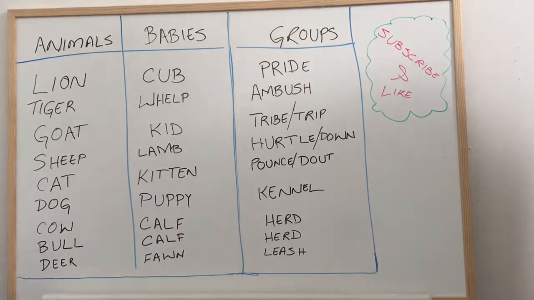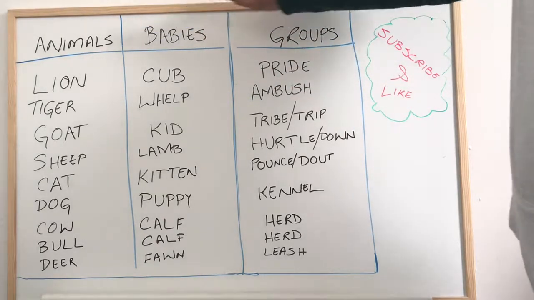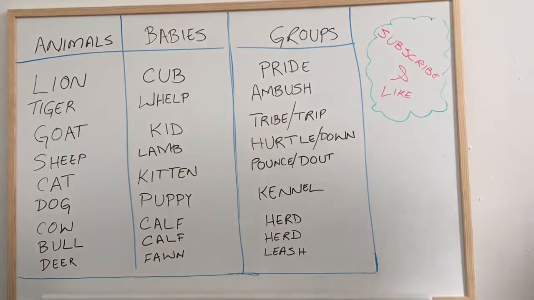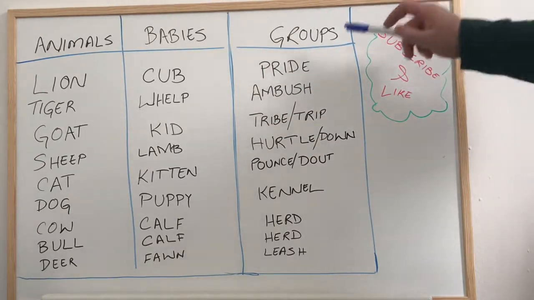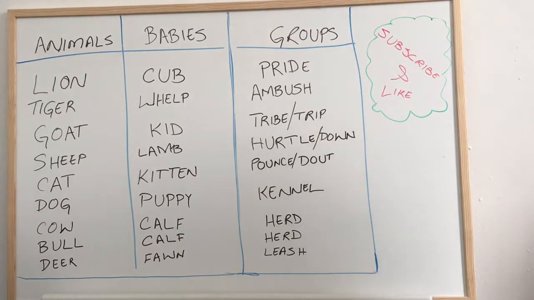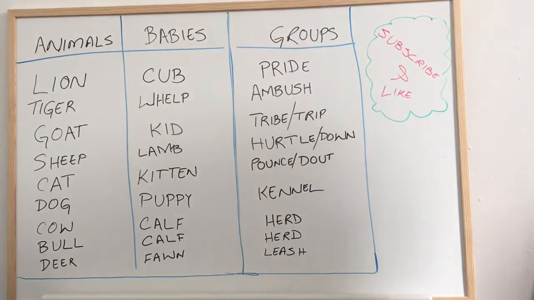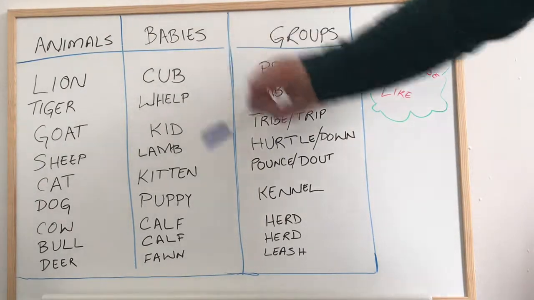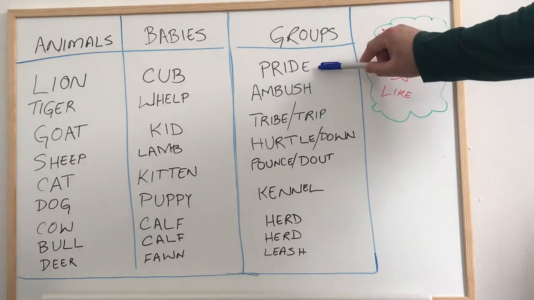Hi. In this lesson, we will talk about the names of the animals, what their babies are called, and when these animals are together in groups, what these groups are called. So, the first name is lion. The baby lion is called cub. The group of lions is called pride.